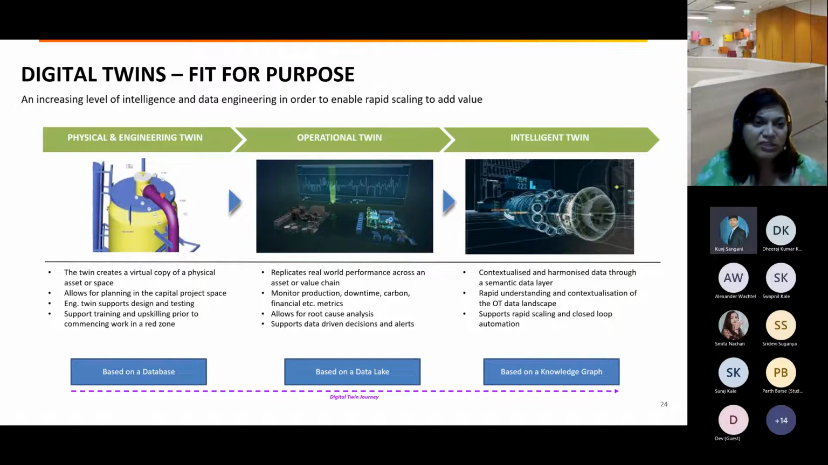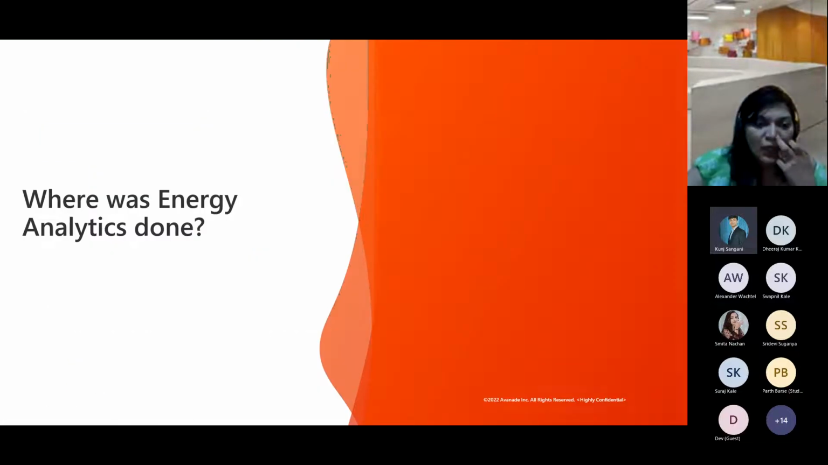So at a machine level, the physical and engineering twin is at an asset or a machine level. Operational twin is at the next level of scaling. And intelligent twin is where now you have a connected ecosystem. So this is based on a database, this is based on a data lake, and this is now based on a knowledge graph. Okay, very powerful.